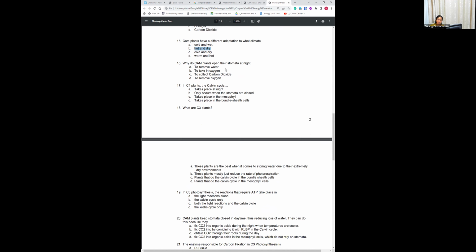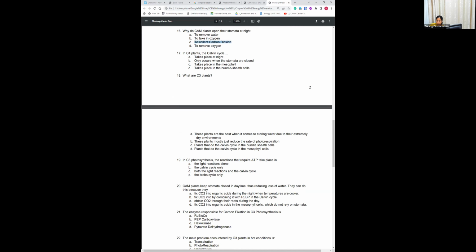Why do CAM plants open their stomata at night? To get the atmospheric carbon dioxide for the Calvin cycle. Right, at the end, malate is getting the carbon, so malate can give it to the Rubisco. Next one. In C4 plants, the Calvin cycle takes place in the bundle sheath cells. So 17 is D.